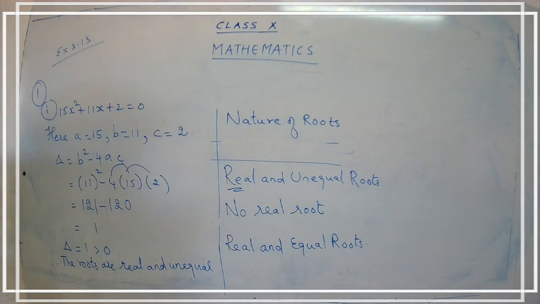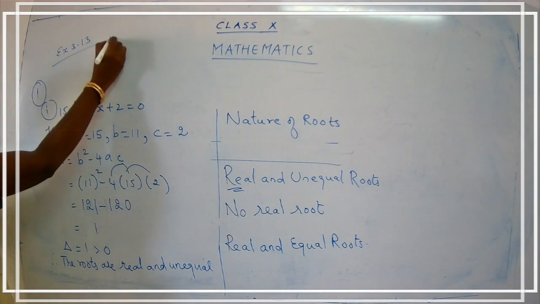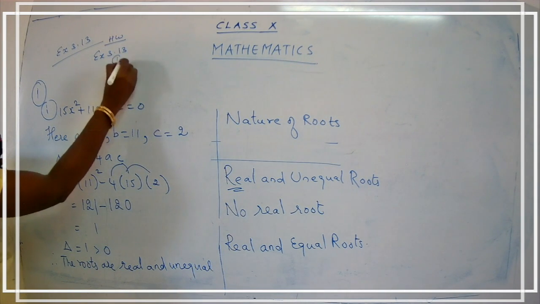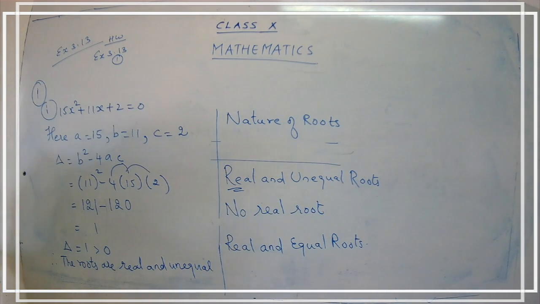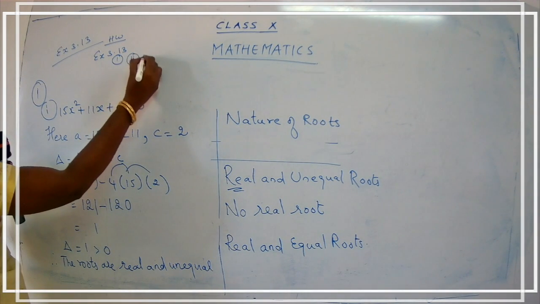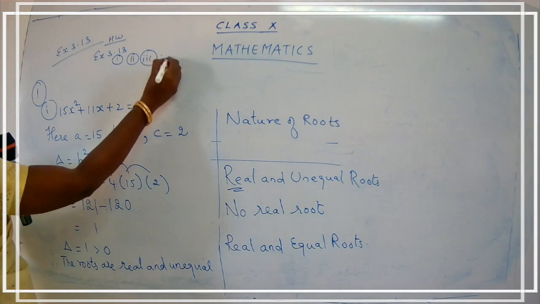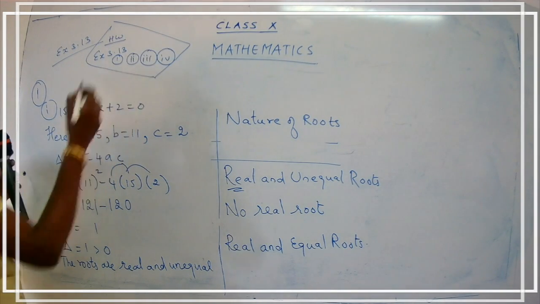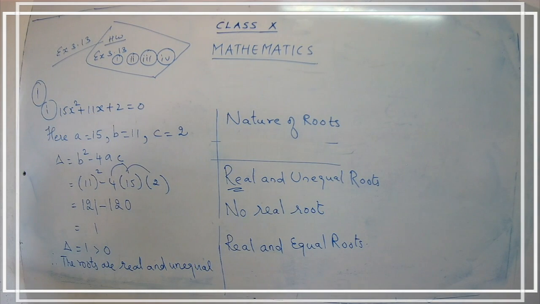Okay children, now listen to me carefully. Your homework is exercise 3.13, question number 1. I have completed the first sum, yes? The second subpart, the third subpart and the fourth subpart. 3 sums. Second subpart, third subpart, fourth subpart is your homework. Question number 1, second, third, fourth, and I'll be continuing with the fifth subpart.